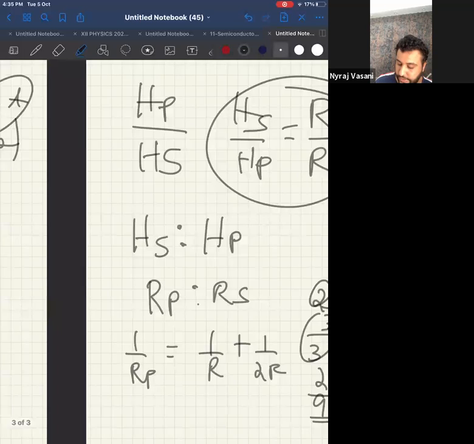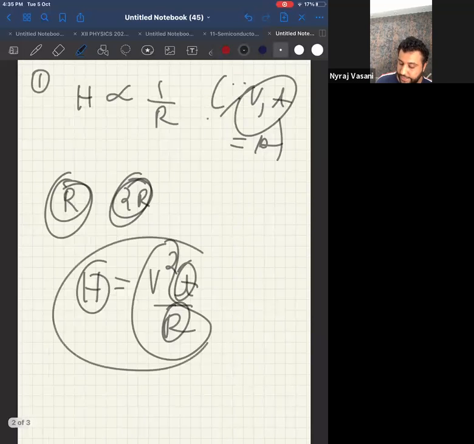And why did I use this particular formula? H is equal to V square T by R, because they have said V is constant. That is why I came to this conclusion. Check in the question whether they have written voltage is constant. Have they mentioned same voltage anywhere in the question?